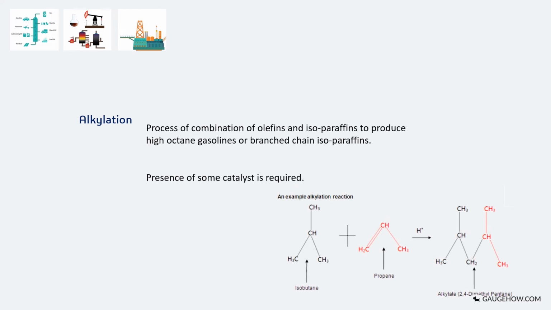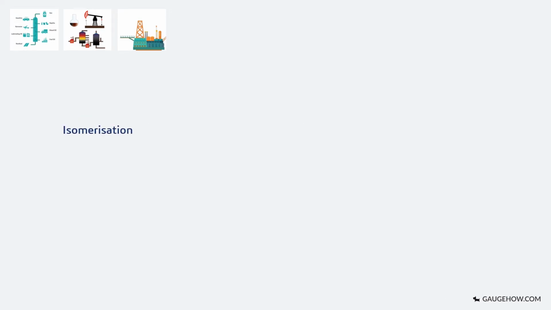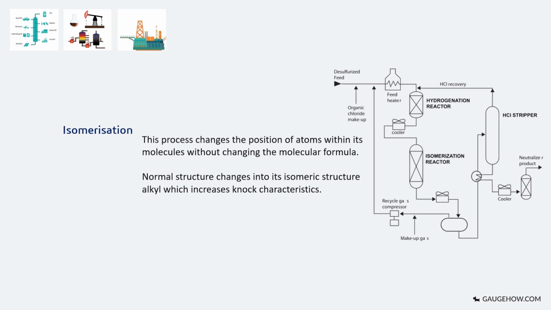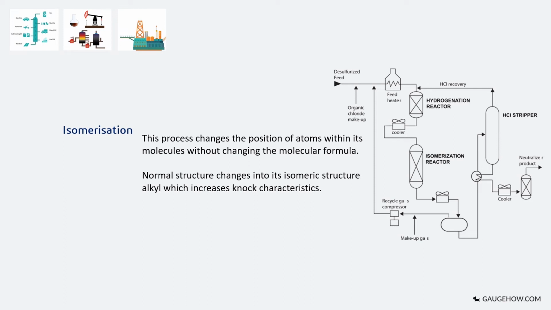Alkylation. It is a process of combination of olefins and isoparaffins to produce high-octane gasolines or branched-chain isoparaffins. In this process, the presence of some catalyst is required. Isomerization. This process changes the position of atoms within its molecules without changing the molecular formula. Normal structure changes into its isomeric structure alkyl, which increases the knock characteristics.